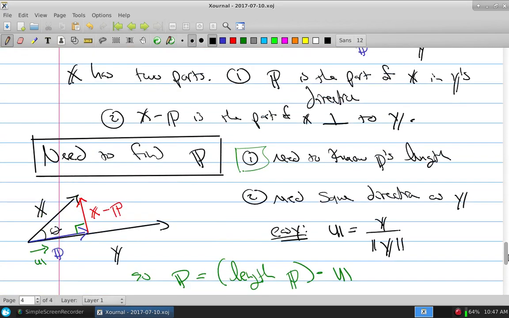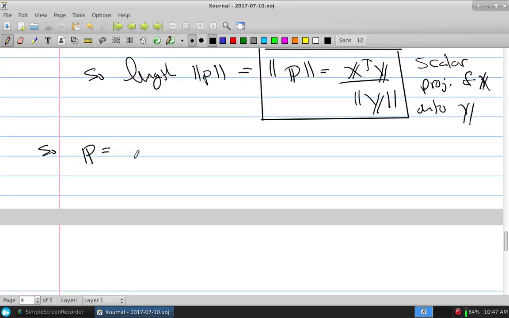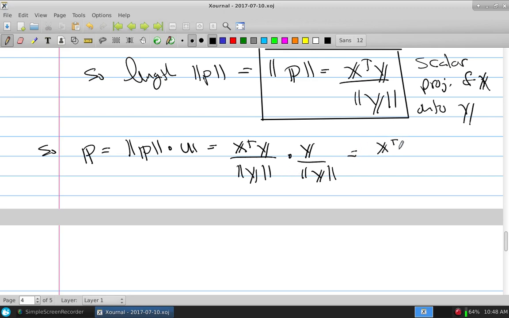So now that we have all that, that's all done. Now we get to have p, which becomes trivial. So what is p? It was the length of p times the unit vector, which was in the direction of y. Well, what is that? That's x transpose y divided by the length of y times, what was the unit vector? y divided by the length of y. This is a scalar multiply, right? What's the length of y times the length of y? It's the length of y squared. How do we normally write the length of y squared? y transpose y. And so what is this? This is x transpose y divided by y transpose y, and then that's a scalar number. And then we just simply multiply it by y.